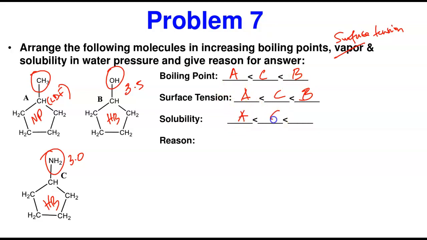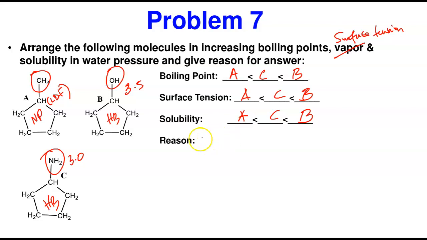The solubility, I just purposely put this term here. So the solubility, the surface tension, and the boiling point have the same trend. The stronger the intermolecular force, the higher the boiling point, the surface tension, and the solubility of that compound. So what is our reason?